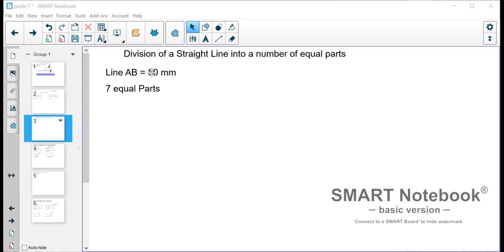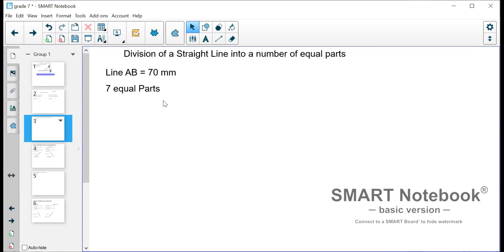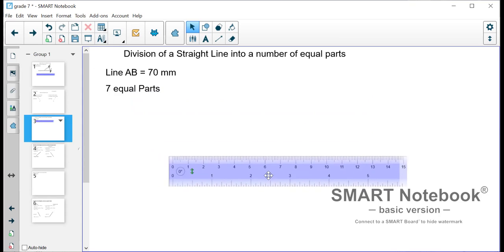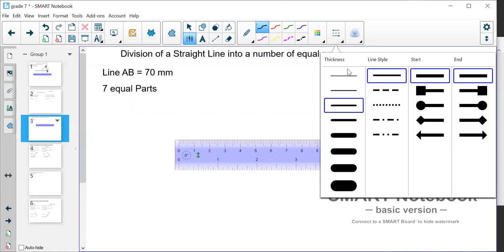Now, let me just adjust this 80 and I'll put 70. All right, so that would make it a little bit easier mathematically so that at the end of the construction, you can check to see if it was done accurately or not. All right, so step one. Step one would be, first of all, to draw the straight line to the given length, right? So the line is given as 70 millimeters, so we draw the line 70 millimeters long.